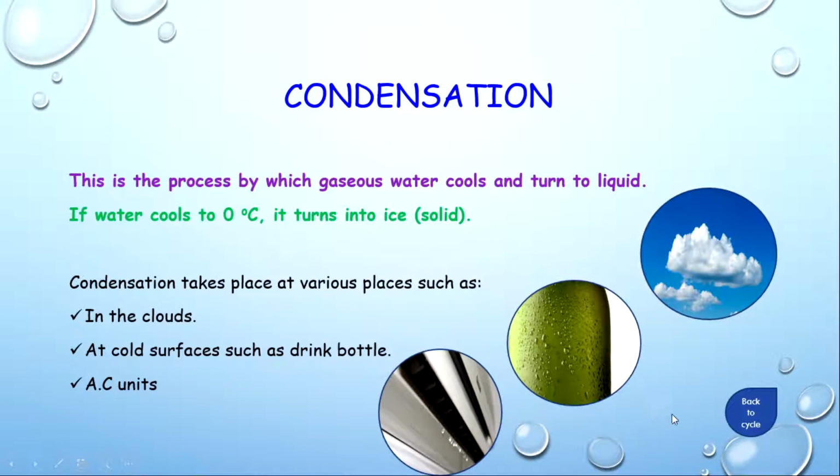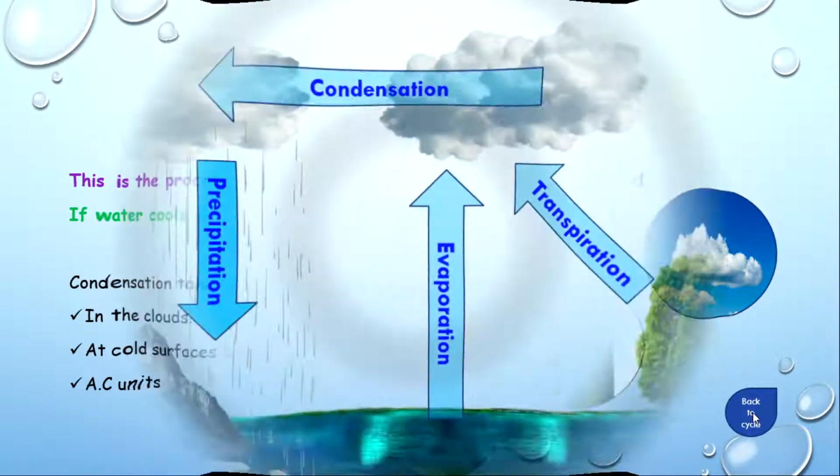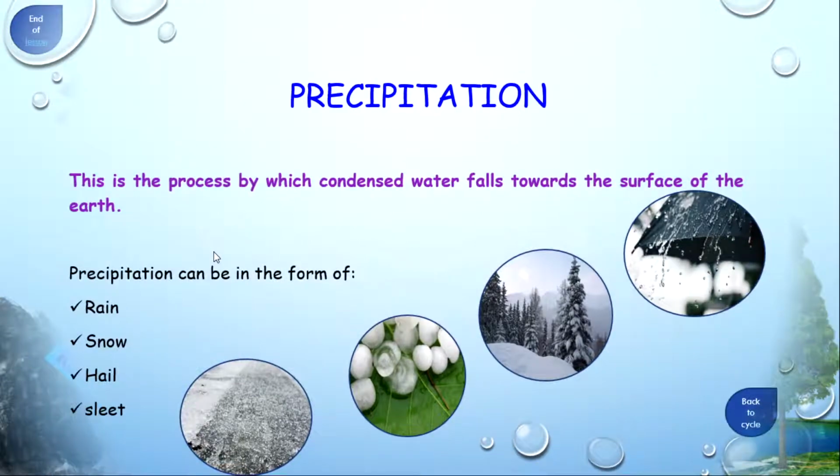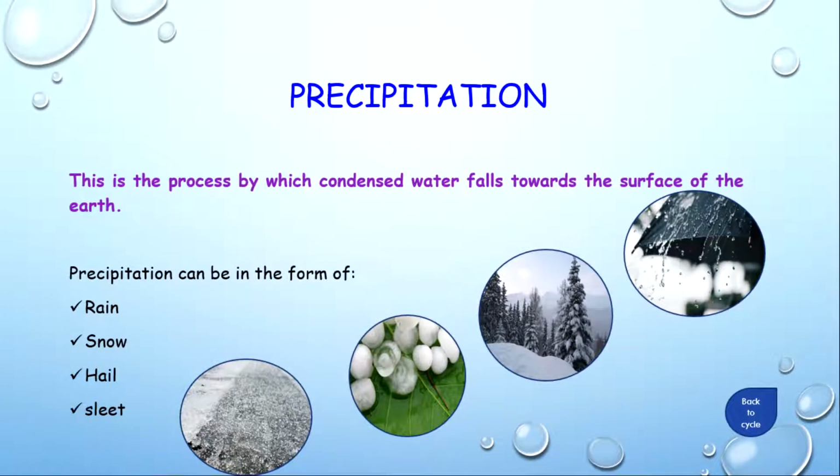So let's jump back to the cycle for another process, and this process is precipitation. Precipitation is a process by which condensed water falls towards the surface of the earth. The reason they fall is that when you move from gas to liquid, the molecules become more compact, so the water becomes more dense, and hence it is able to fall more easily under the influence of gravity.